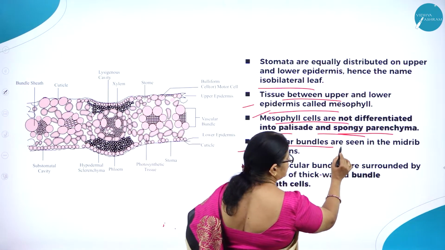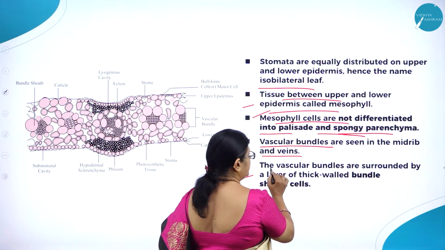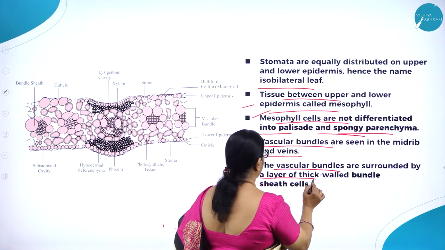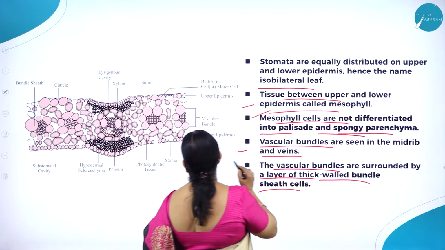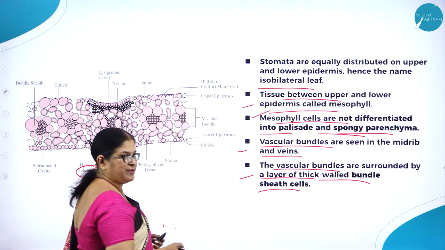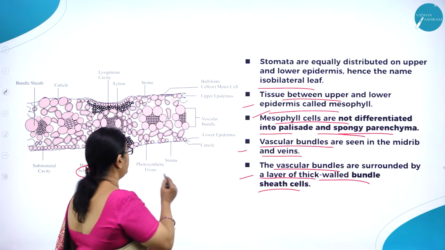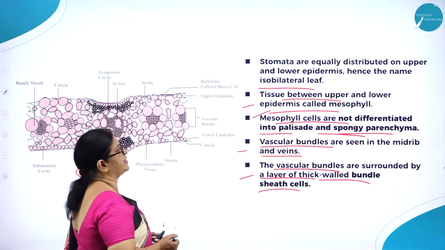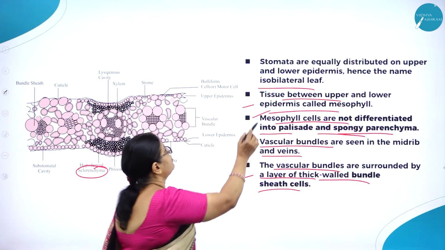Vascular bundles are seen in the midrib and veins. The vascular bundles are surrounded by a layer of thick walled bundle sheath cells. So here you can see, this one is made up of sclerenchyma. There it is made up of collenchyma. Here the bundle sheath is made up of sclerenchyma. So stomata are equally distributed.